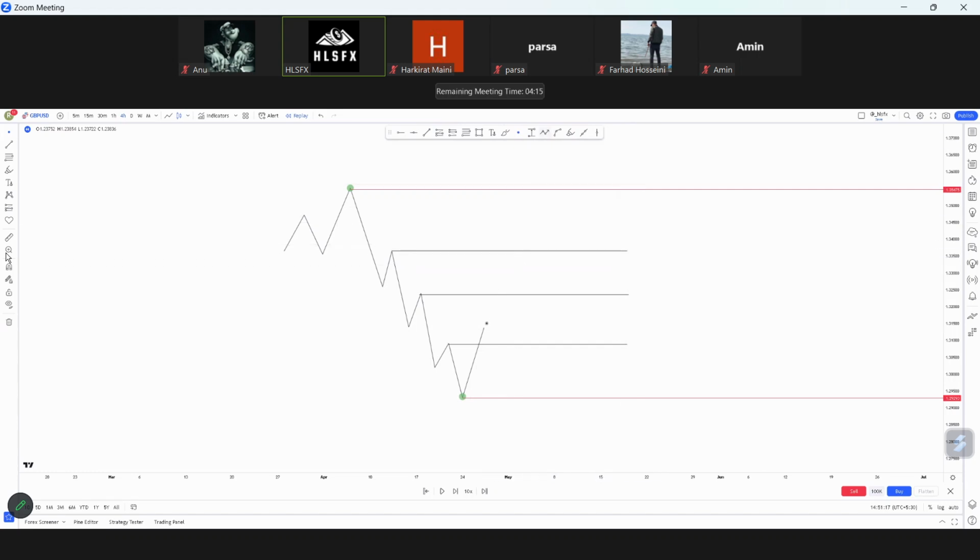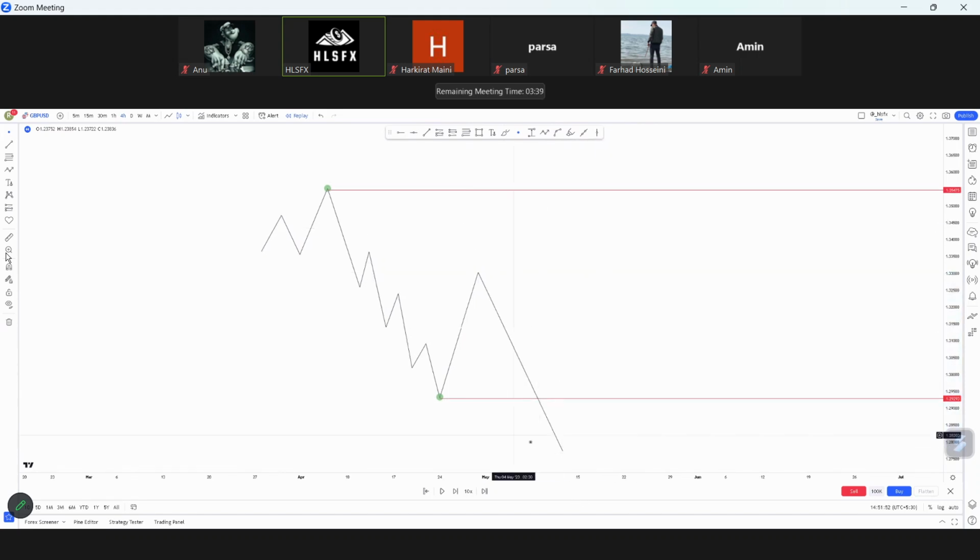If price broke this, it goes for external range. If price wants to take external range liquidity, it needs to take the internal range liquidity first. This is a bearish trading range, so this is internal range liquidity. First, price will take the internal range liquidity, and it will go for external range liquidity. Keep in mind, price does not have to take all the internal range liquidity. Sometimes it can take liquidity from here, and it can fly down like this.